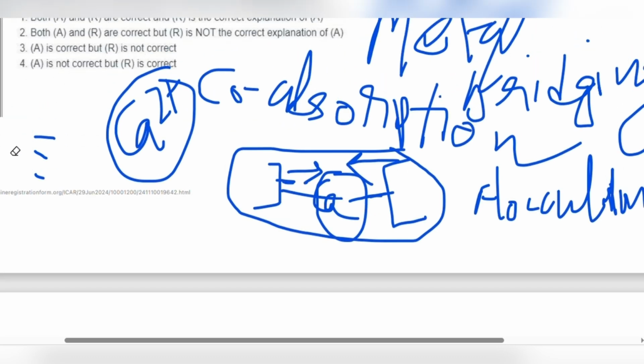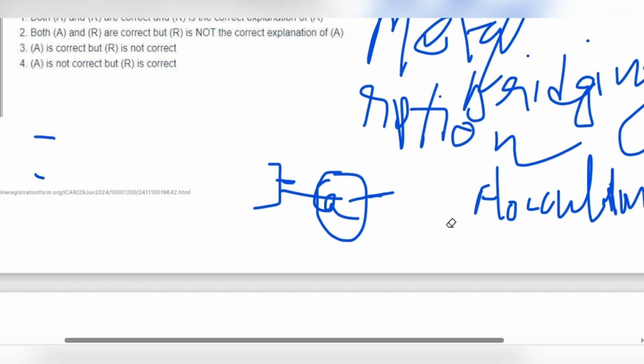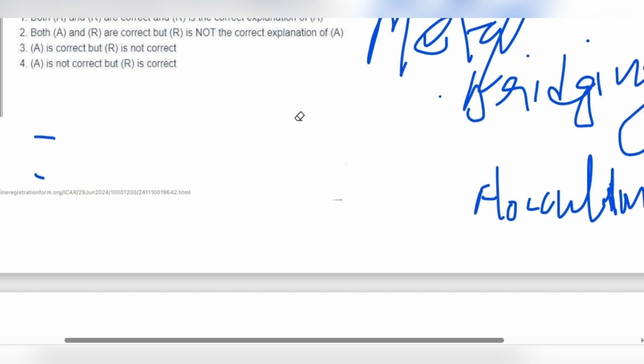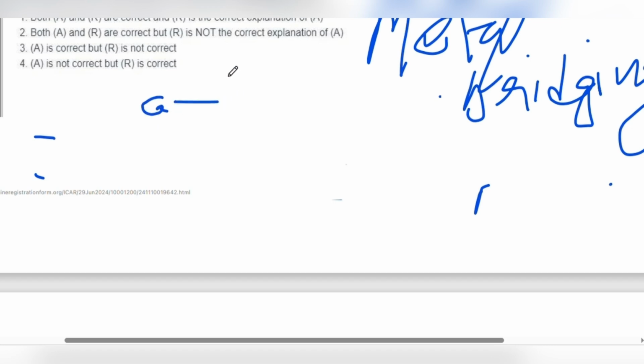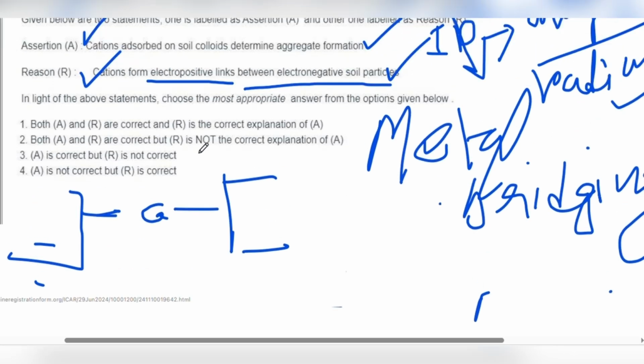Correct? So we get the concept. It's very easy, nothing to worry about. Positively charged calcium ions sit in the middle. They have two colloidal particles on both sides, thereby forming an electropositive bridge between two colloidal particles, bringing them together, therefore resulting in flocculation.